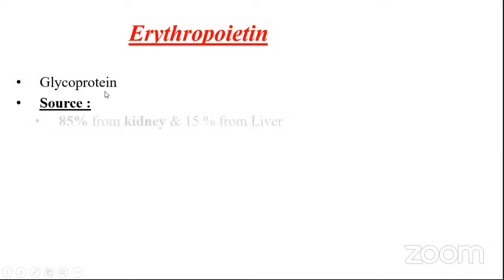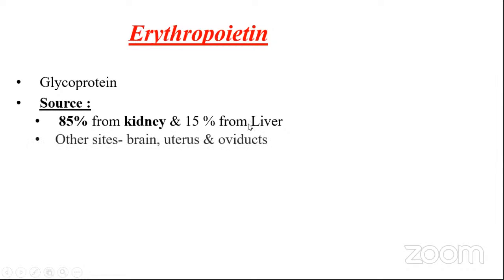It's a glycoprotein. The source is mainly the kidney, 85%. Remember, once this was asked, a simple question, but you need to remember the numbers. 85% is the kidney, 15% is the liver. And other sites are also possible, such as brain, uterus, and oviducts. Remember, even these are the sites for erythropoietin. Then coming to the receptor.